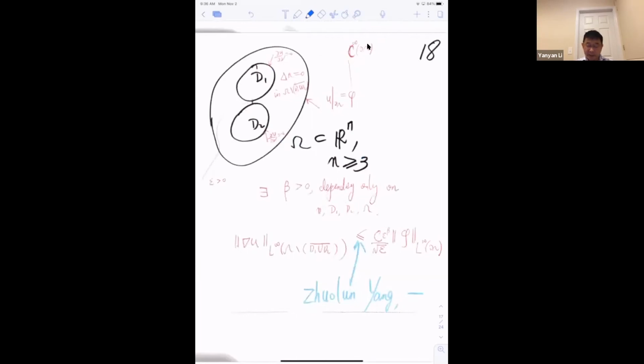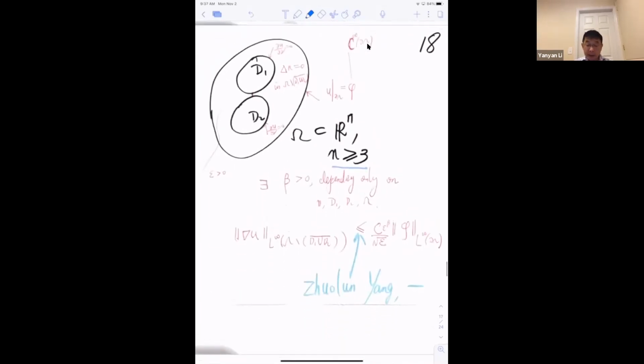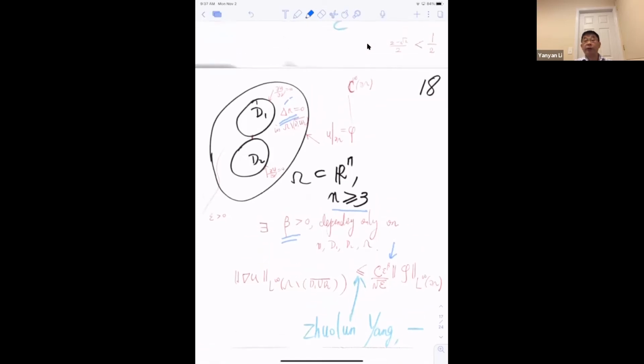So recently, Zhuolun Yang, my current student, and I proved that in n greater or equal than 3, indeed the estimate is not optimal. So this estimate can actually be improved by a number beta depending on the dimension and the domain. This result works not only for the Laplacian, we can have second order divergence form elliptic equations here with smooth coefficients up to the boundary. So one can improve. But our proof, as I will show, does not give a good bound.